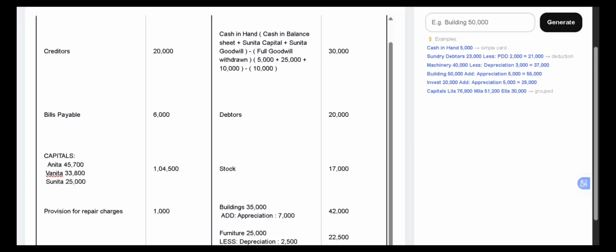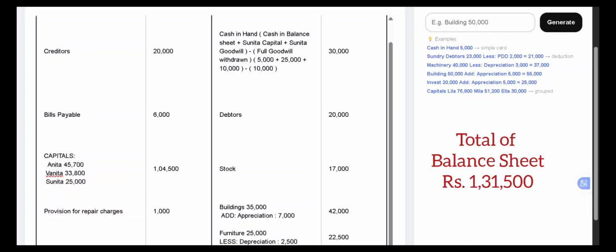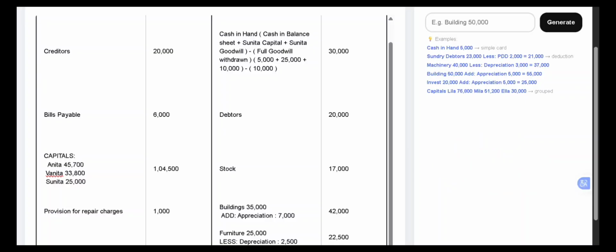So now all the assets and the liabilities are done. Now find the total. The assets equal to the liabilities. The total of liability is 1,31,500. So on the asset side again 1,31,500. So this is the total of the balance sheet.